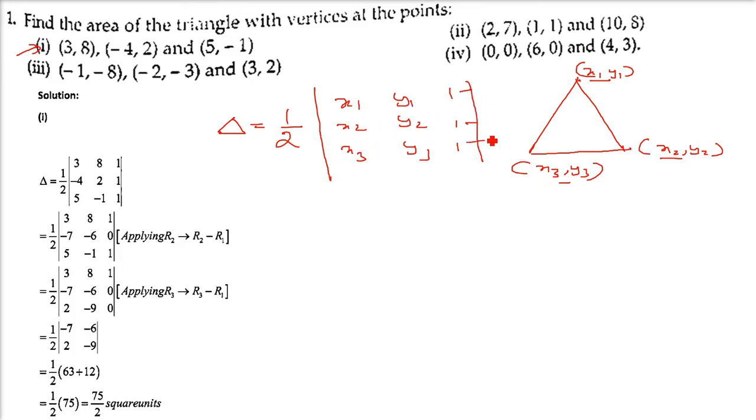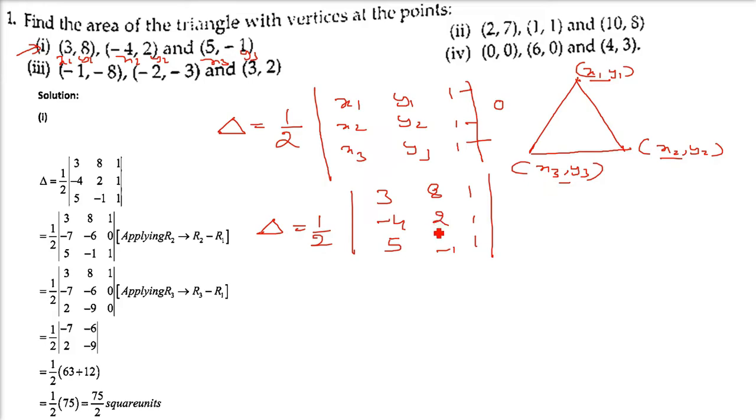So the basis of solving this is that in the last column we will make two zeros. For example, in this first example I am going to take x1, y1, x2, y2, x3, y3. You can take any of these as x1, y1, x2, y2, x3, y3. So according to the formula, we have half. In place of x1, x2, x3, I am writing 3, negative 4 and 5. In place of y1, y2, y3, I am putting 8, 2 and minus 1, and 1, 1, 1.